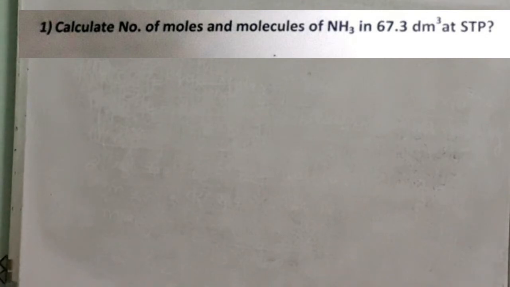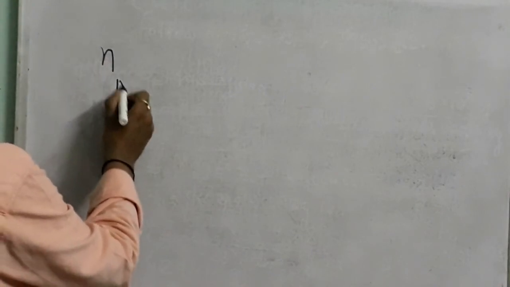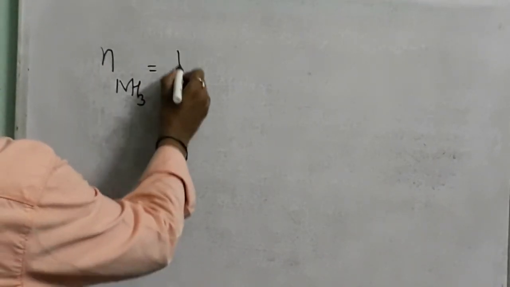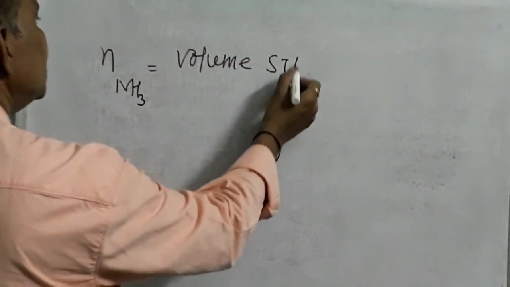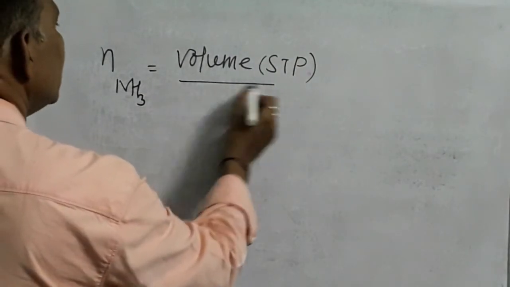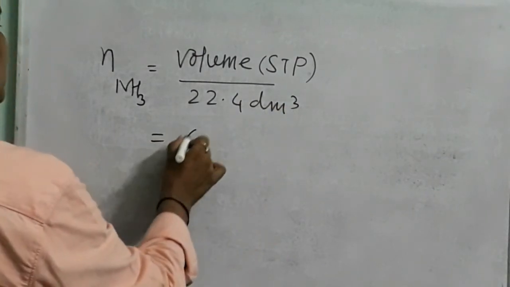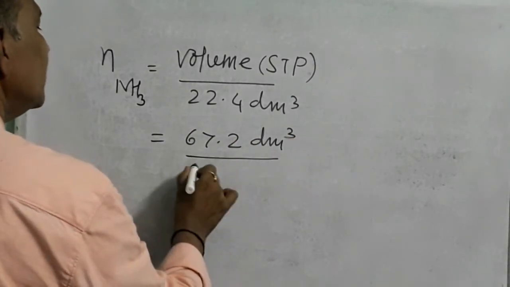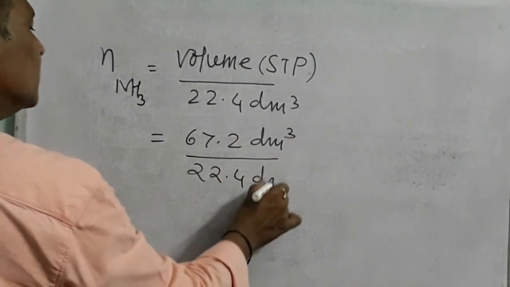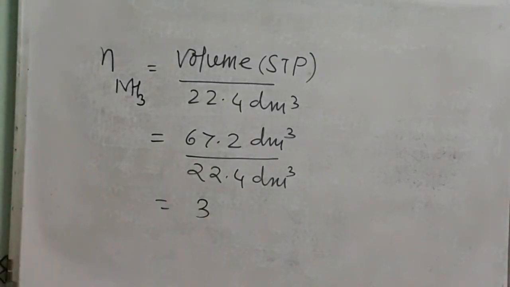See now, the volume given is 67.2 and that volume is present at STP, and therefore first of all we'll use the formula to calculate number of moles in case of a gas. Number of moles of NH3 is equal to volume of NH3 at STP divided by 22.4 dm cube. So the given volume is 67.2 dm cube divided by 22.4 dm cube. Now this will be exactly 3, since 67.2 is a multiple of 3 times 22.4.